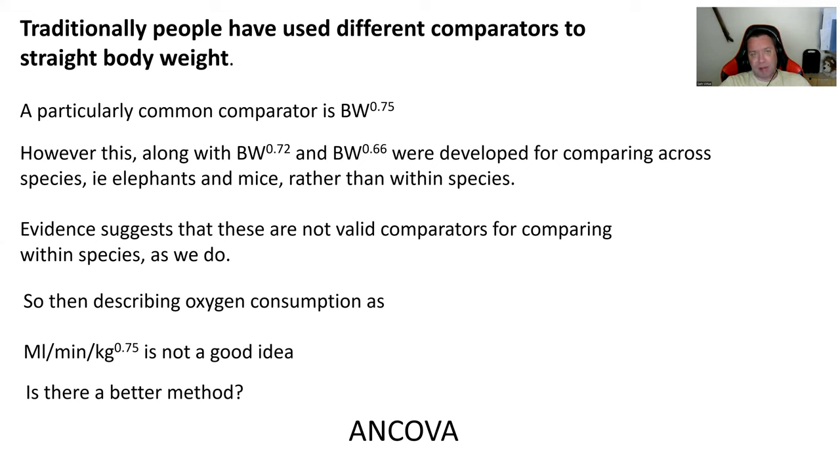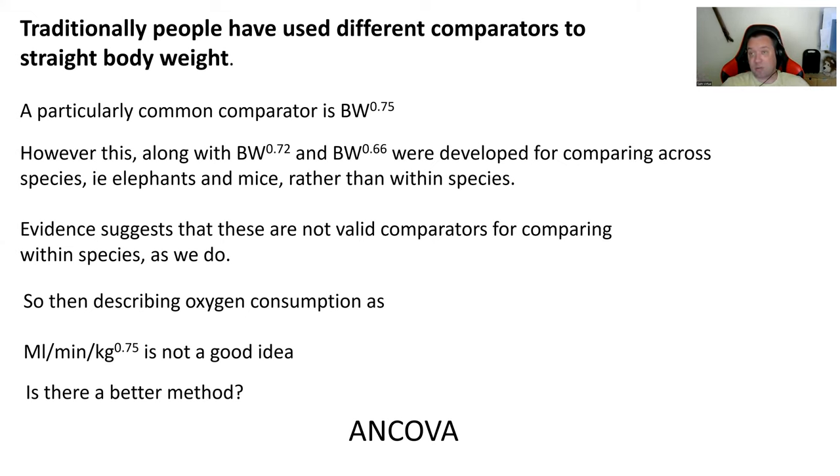And so they were developed for comparing across species, i.e. elephants, mice, rather than within species. And evidence suggests that they're not actually valid comparators, particularly within species, though there is some argument that they're not that great even for comparing across species. And so therefore describing oxygen consumption or energy expenditure as milliliters per minute to kilogram 0.75 or joules per minute to kilogram 0.75, it's not a great idea.